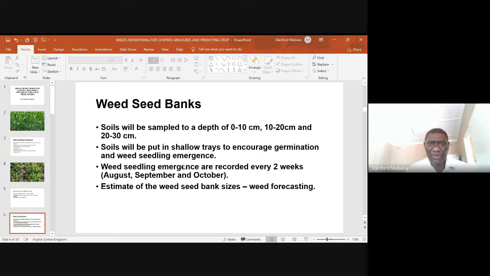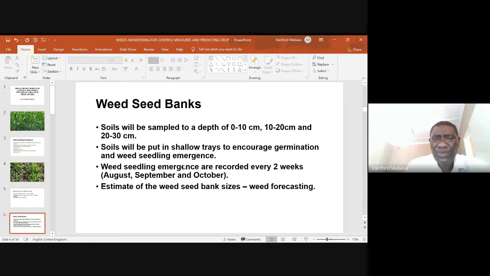We can also sample for weed seeds in the soil to assess the weed seed banks. So we can take soils from depths of 0 to 10, 10 to 20, and 20 to 30.